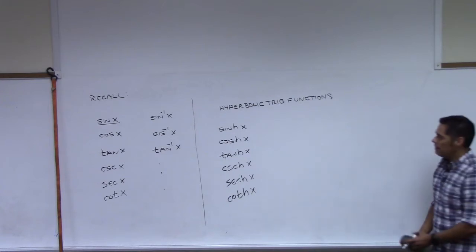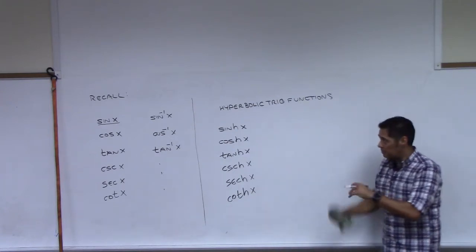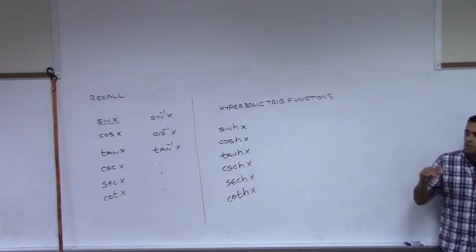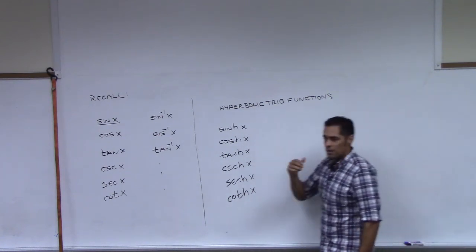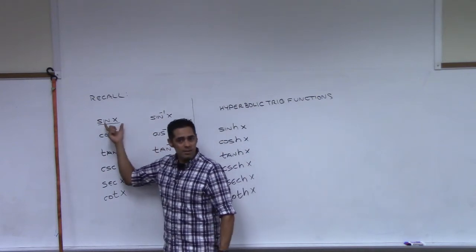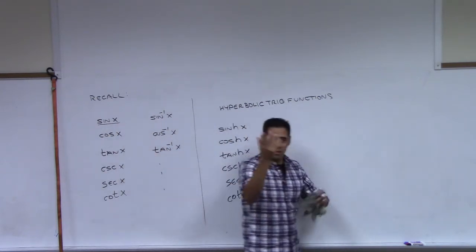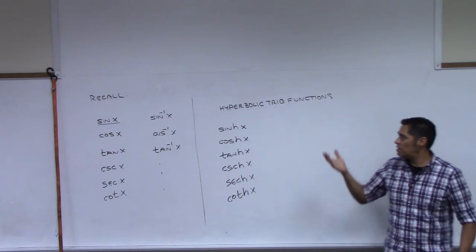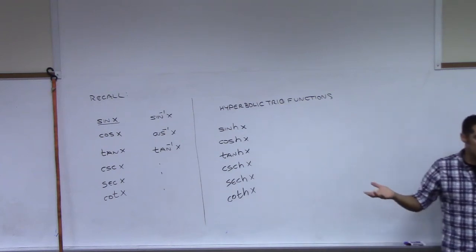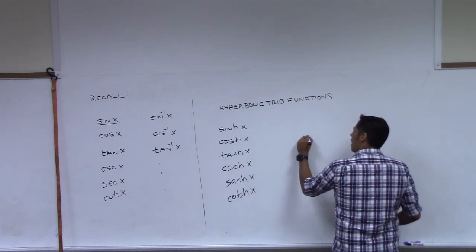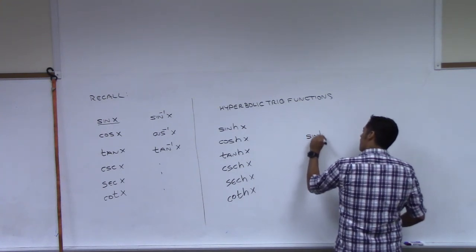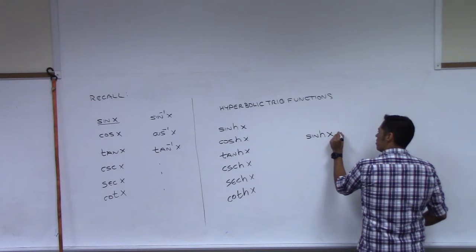All right? But before I get into those other functions, what is the definition of hyperbolic sine? And that's why I asked you about the definition of the sine. You said, okay, that came off a right triangle, right? So how are we going to define this new function called the hyperbolic sine function? And here it is. Here's the definition of the hyperbolic sine function. Hyperbolic sine of x is defined to be.